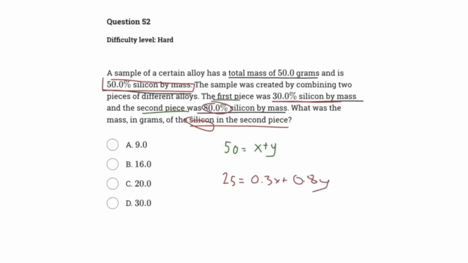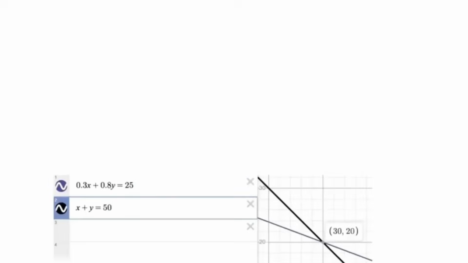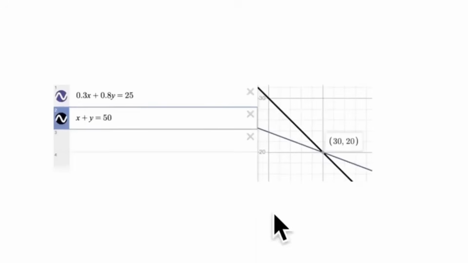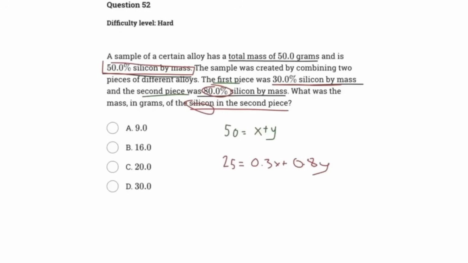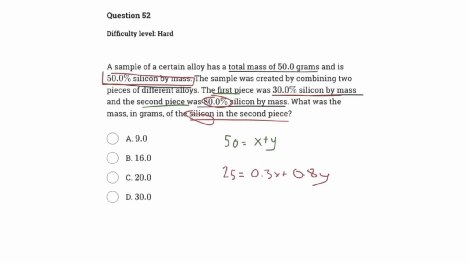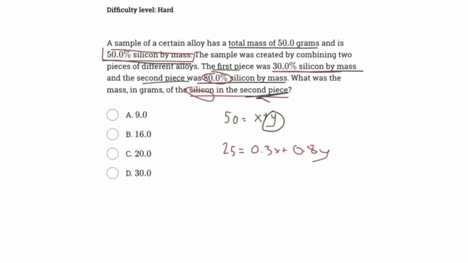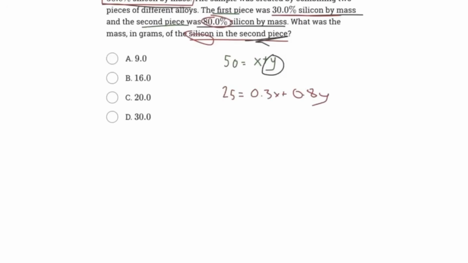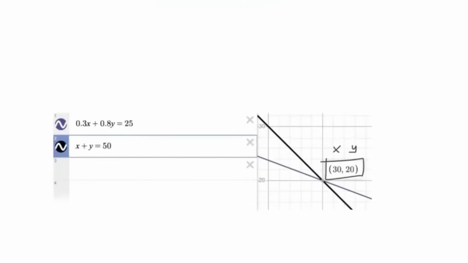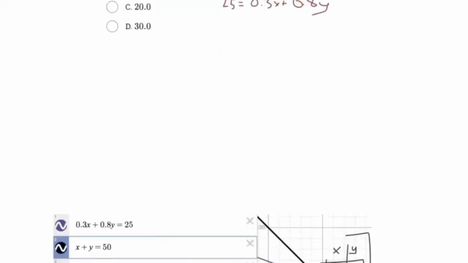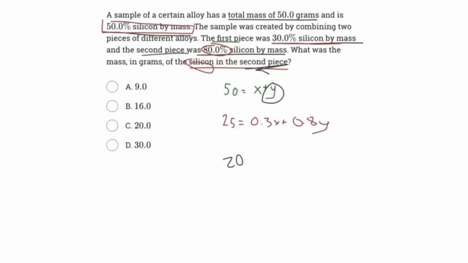All right, so now that we've got these two systems of equations, we go over to Desmos and plug it in. So we can see, guys, we plugged it in here and we find the intersection. So this is our corresponding x and y values. It says what was the mass in grams of the silicon in the second piece. Remember, we labeled y as the total mass of the second piece. And so the total mass of the second piece here is, you can see, 20. So 20 grams is the total mass.